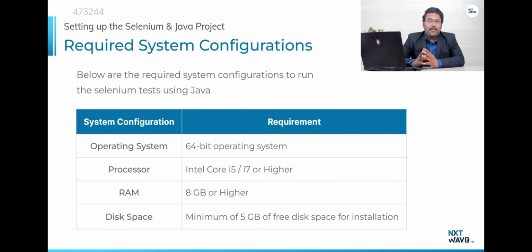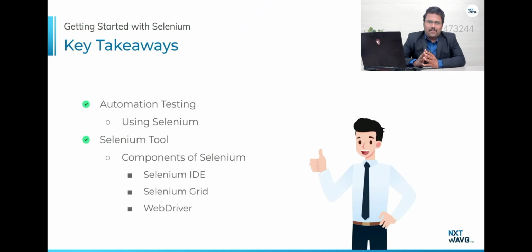Another important thing to note is that to have a seamless testing experience and to be able to use all the tools without any errors, it is recommended that you ensure your PC meets the minimum system requirements as shown here. Your operating system should be a 64-bit operating system, that is always suggested. Your processor should be Intel Core i5 or i7 or higher. You should have a minimum of 8 GB or higher RAM, and a minimum of 5 GB of free disk space for installation. Right, so let's quickly summarize what we have learned in this particular session.